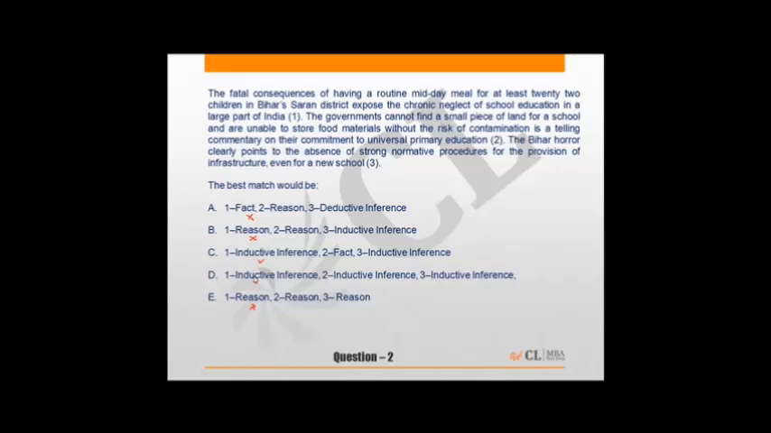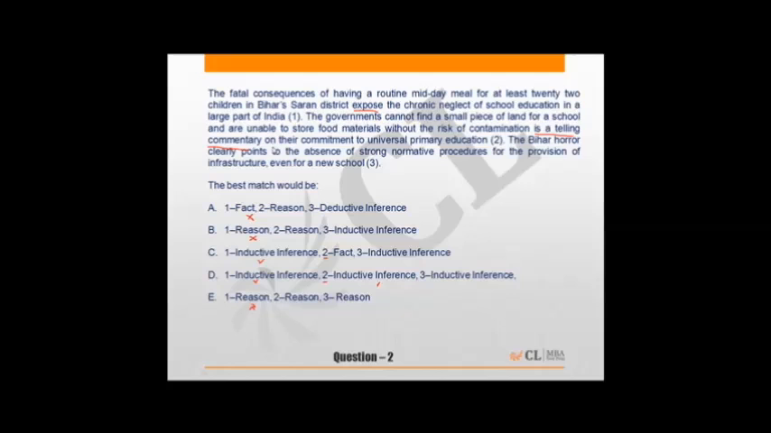Now from 1 and 2, option C says 2 is a fact, whereas option D says 2 is an inductive inference. Let's read the second statement. It says, the governments cannot find a small piece of land for a school and are unable to store food materials without the risk of contamination, in a telling commentary on their commitment to universal primary education. So just like something exposed something about school education in statement 1, in statement 2 something is a telling commentary on something. So clearly it's also an example of inductive inference. Some fact is given and you infer something out of it. The fact is the government cannot find a small piece of land for a school and are unable to store food materials without the risk of contamination. And what can we infer from it?